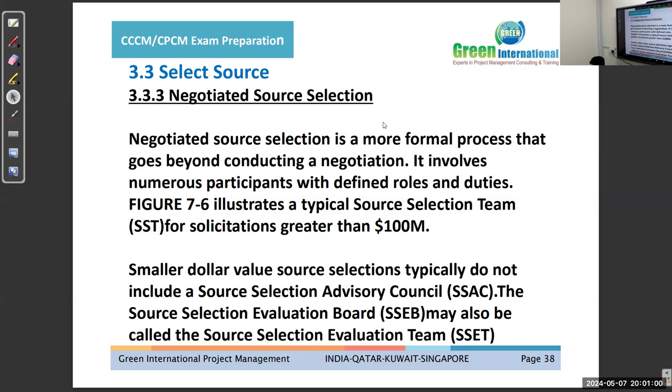7.6 illustrates a typical source selection team for solicitations greater than 100 million. Smaller dollar value source selections typically do not include a source selection advisory council. This will be a committee which will be made from one company and from the seller also, from the buyer also. These committees can work as a selection team, as an evaluation team.